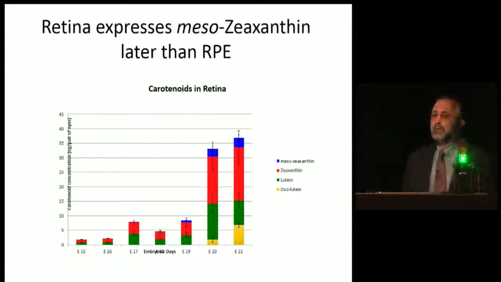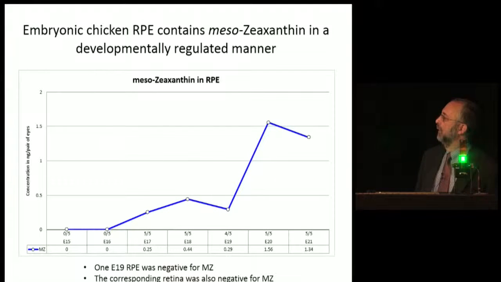The retina also has meso-zeaxanthin, as we would expect, but it comes up a few days later here. It's barely there on E17, not detectable very much, and then it comes up and rises dramatically here. We'll look at this in a little more detail as to what's really going on.